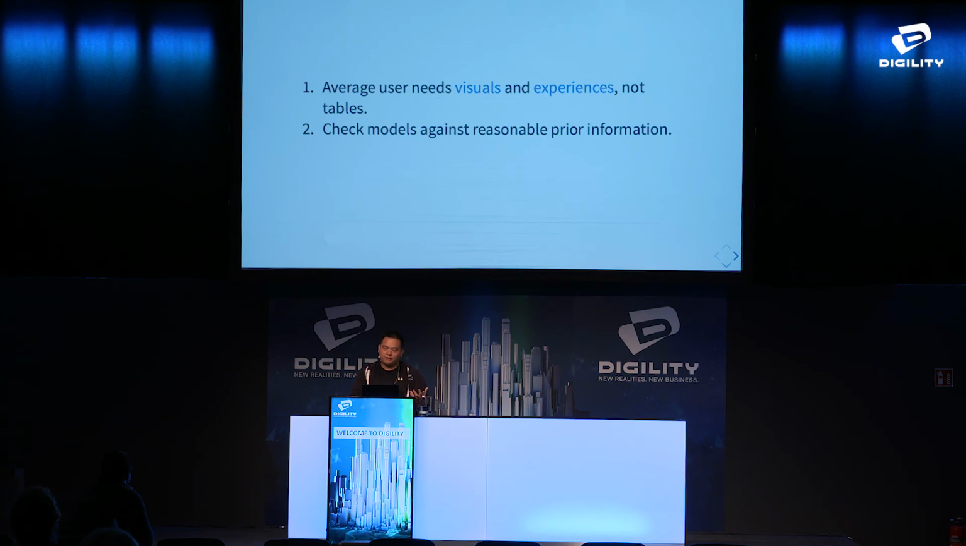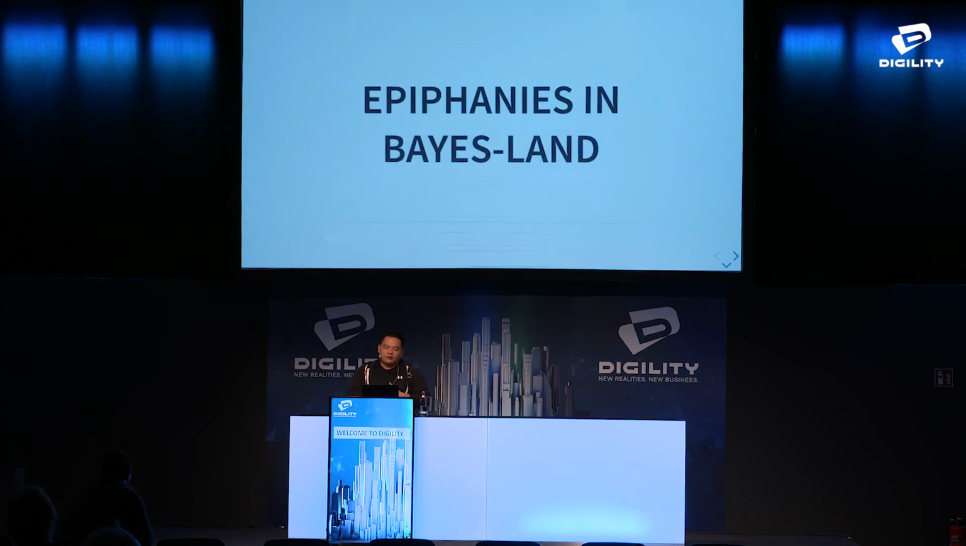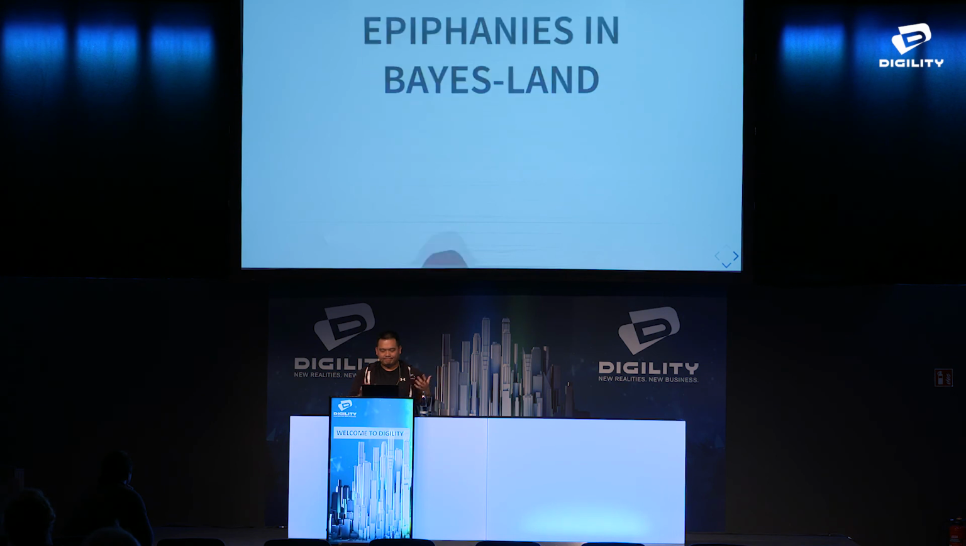Thirdly, we can check models against reasonable prior information, and that's the 2-step modeling example that I had shown you here. And finally, I hope it's clear, probability distributions express credibility assignments, and that's all probability distributions are. Okay? So finally, I'm going to conclude with some epiphanies.